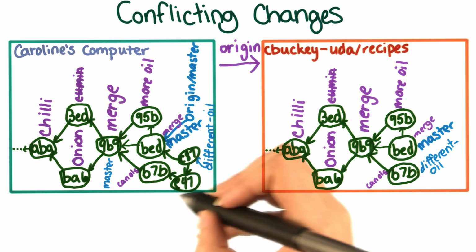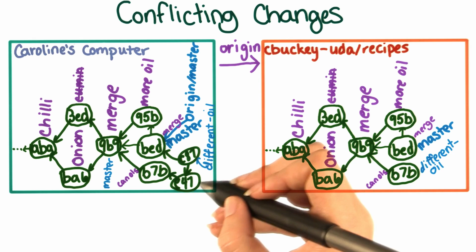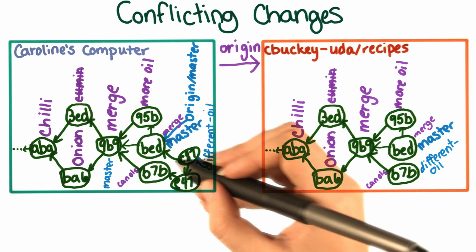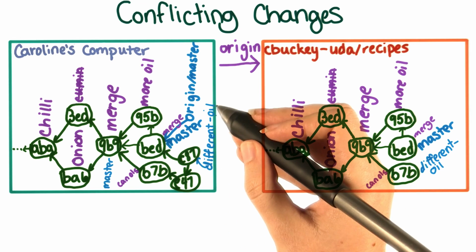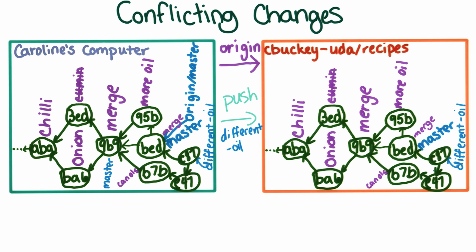So Caroline will need to make the fix to her branch, fix the typo for canola, and then merge in master into her different oil branch, and then push her branch up to GitHub, which will update the pull request so that I can look at that before merging it back into master.